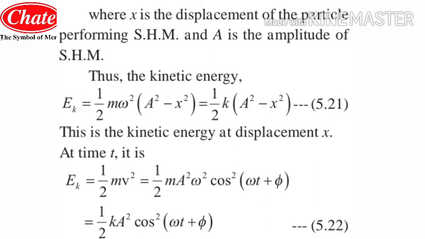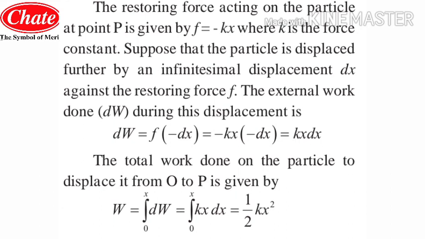Now at time t, K is equal to half m v square, which is equal to half m a square omega square into cos square (omega t plus phi). So this is the value of kinetic energy at time t. Here K is introduced, which is the force constant. Now the restoring force acting on the particle at point P is given as F is equal to minus kx, where k is the force constant.